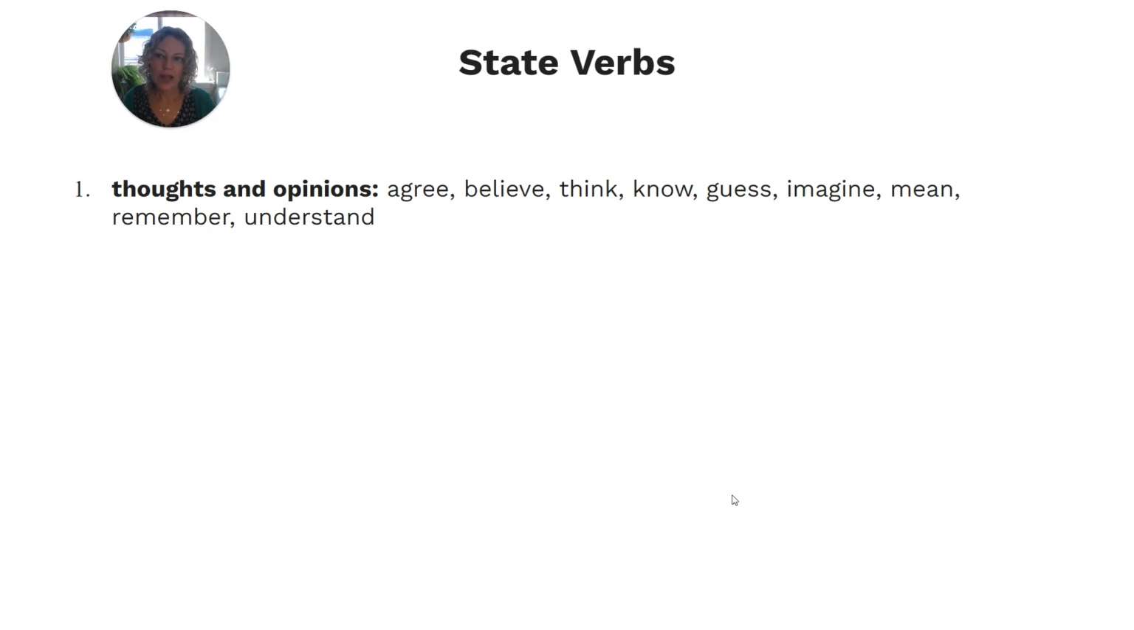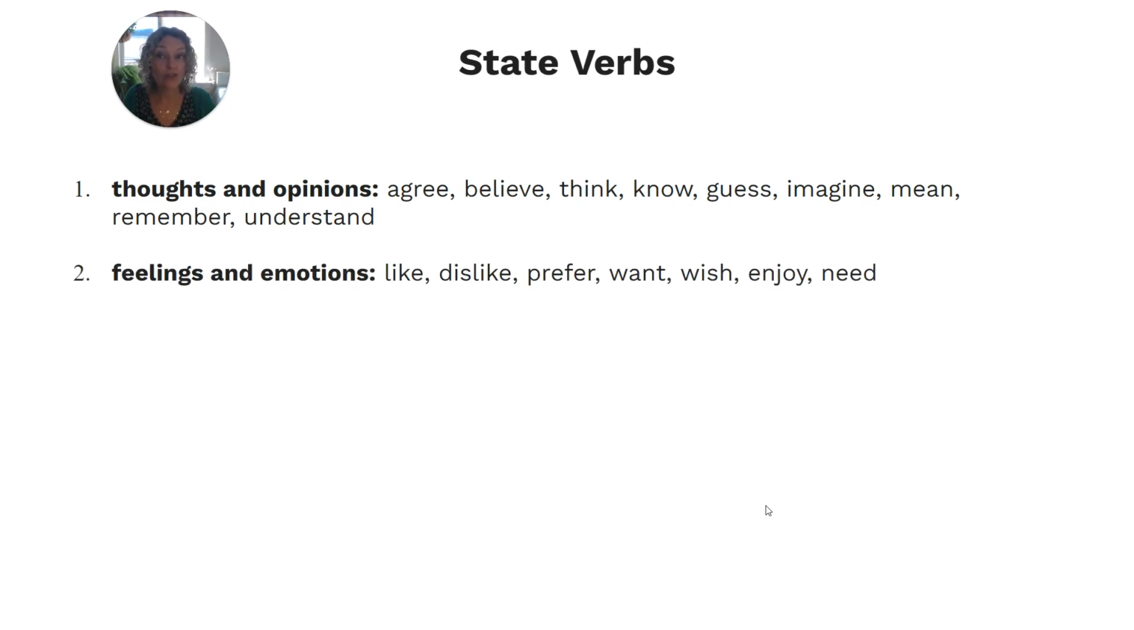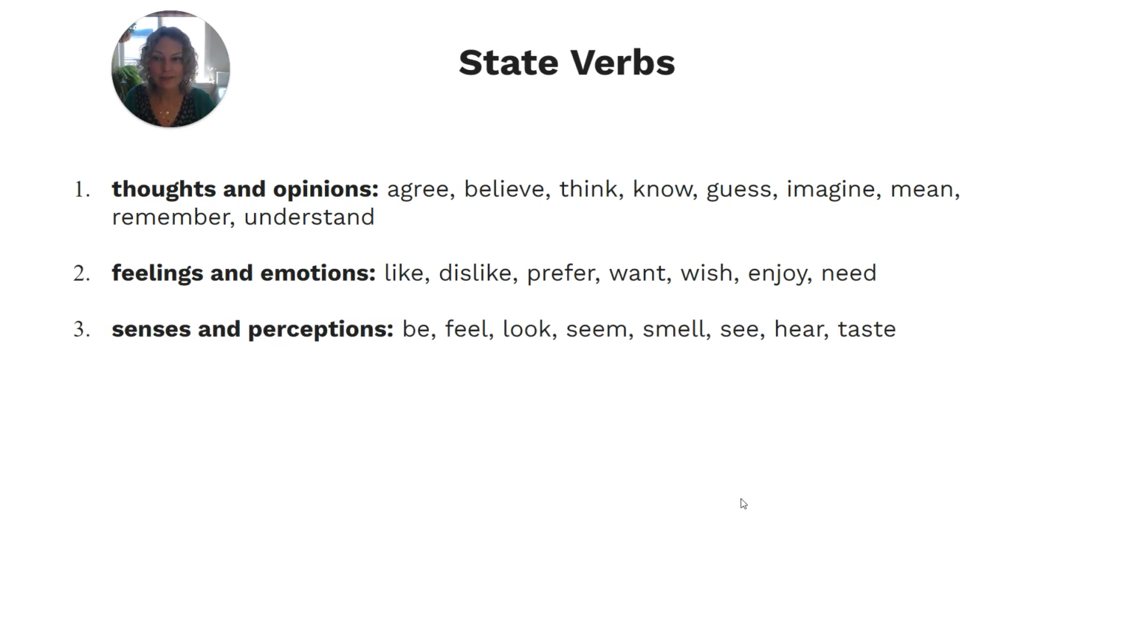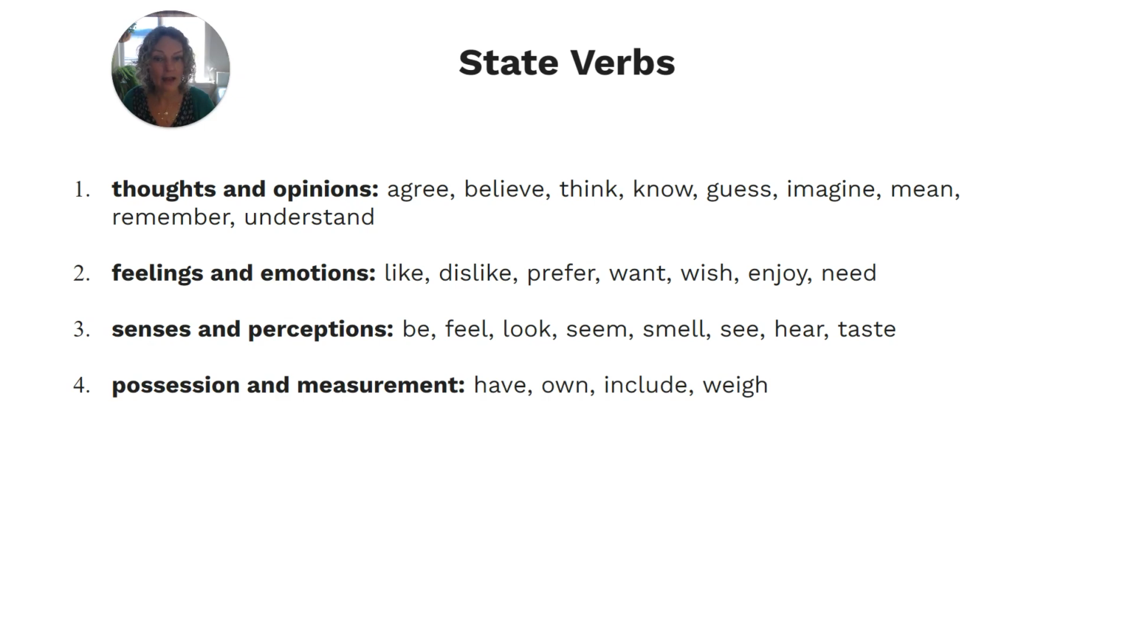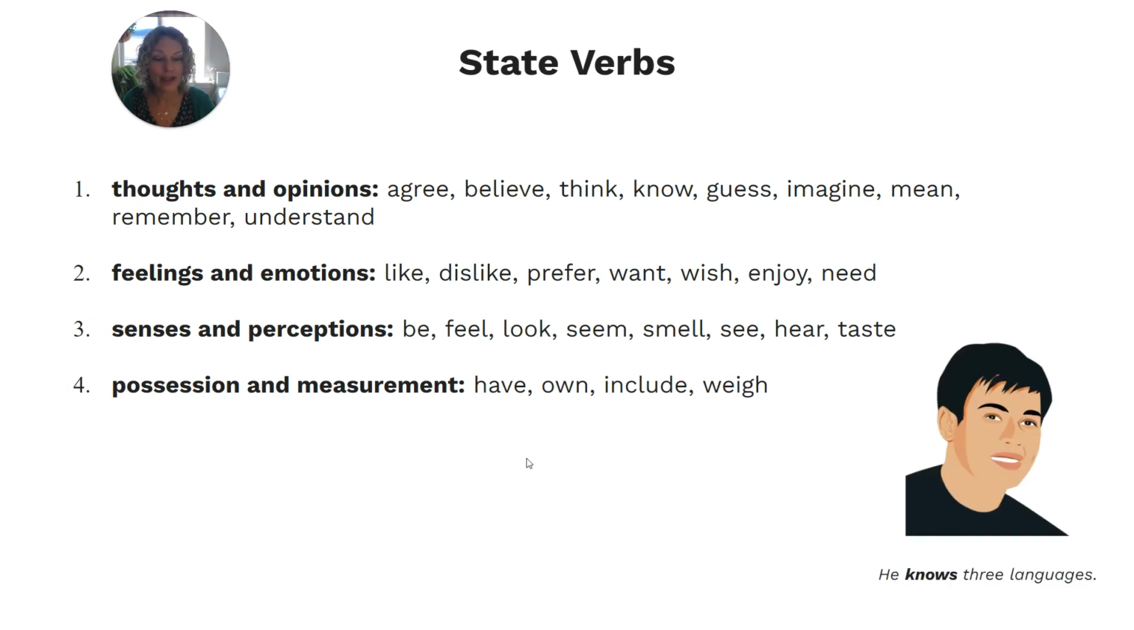So state verbs have to do with thoughts and opinions. So they're verbs like agree, believe, think, know, guess, imagine, mean, remember, understand. They have to do with feelings and emotions like, dislike, prefer, want, wish, enjoy, need. Senses and perceptions such as be, feel, look, seem, smell, see, hear, taste. And possession and measurement. Have, own, include, weigh.